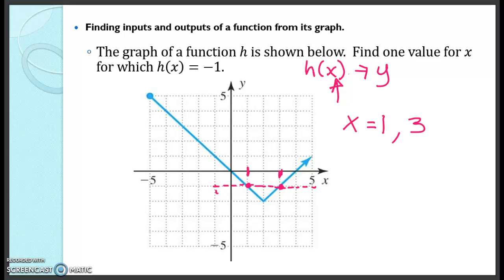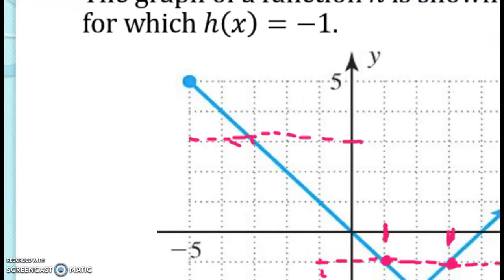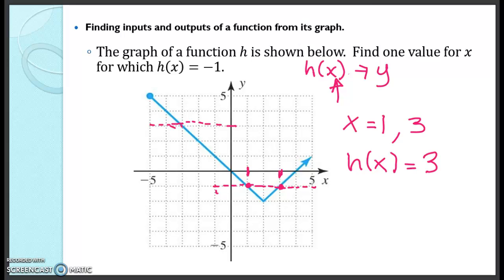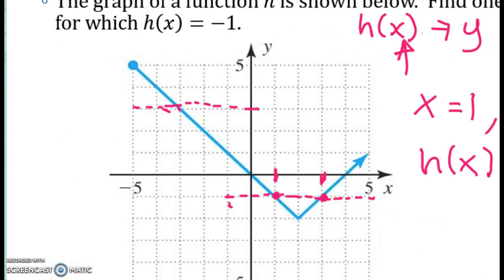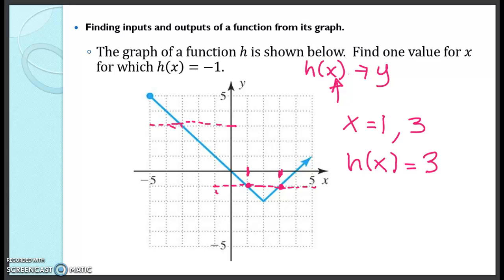Right? What about if we're told h of x equals 3? So our y value is 3. Here's our y value of 3. What is our x value at that point? Our x value at that point is -3.